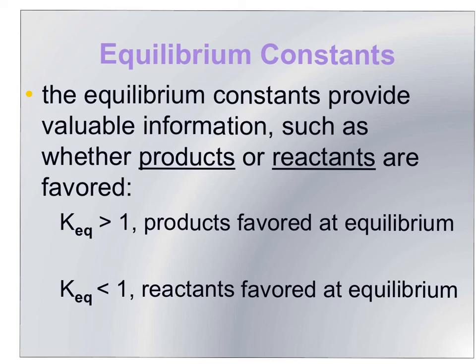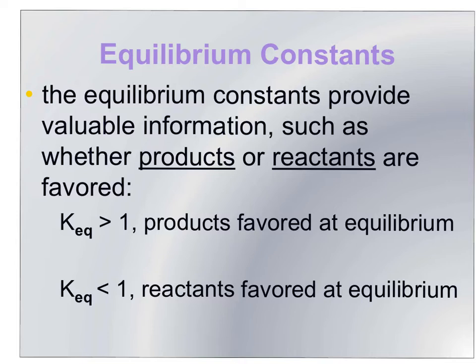So that's the value of Q and its significance. The reason why we calculate Q is to compare it to K to see, is the reaction proceeding to the right, is it proceeding to the left, or is it already at equilibrium? How about K, the value of K itself? What does that tell us?